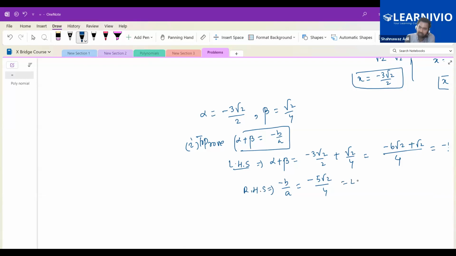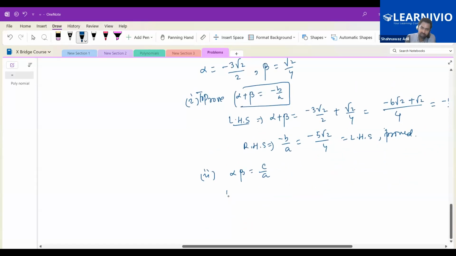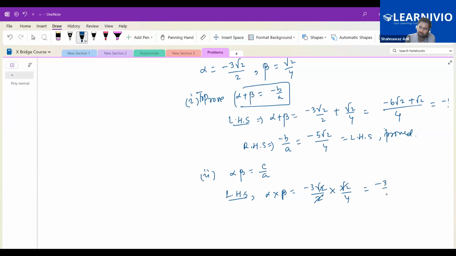So this is equal to LHS. Hence, proved. Similarly, we have to prove the second relation. We will find the product. So LHS is how much? Alpha into beta, that is minus 3 root 2 by 2 and then root 2 by 4. So this root 2 will cancel this 2. So this is minus 3 by 4. And c by a, which is the RHS.